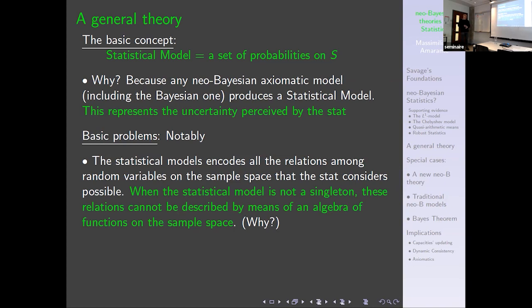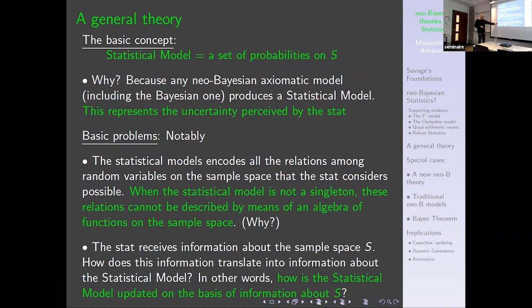Essentially, why? Because suppose that you have a partition of S into A and B. You have a function F that is strictly positive on A, and 0 on B. G is the opposite. Which one dominates which? According to one probability, the one supported by A, F dominates G, maybe according to another G dominates F. So these types of relations cannot be expressed by means of an algebra of functions.